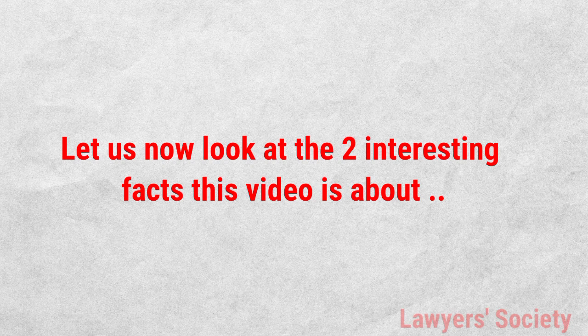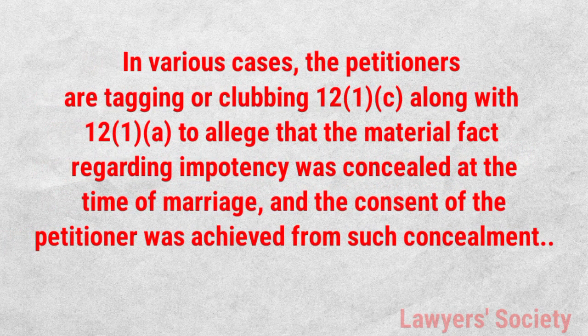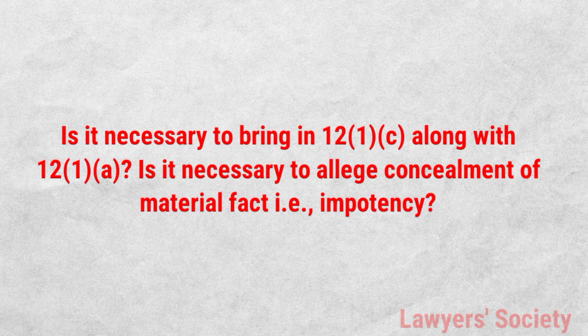So having said that, let us proceed into the two interesting facts I was talking about. In various cases, the parties usually file 12(1)(a) along with 12(1)(c). That is, they allege that the fact of impotency was concealed at the time of marriage to get the consent of the other party. So is it necessary to tag 12(1)(c) along with 12(1)(a)?